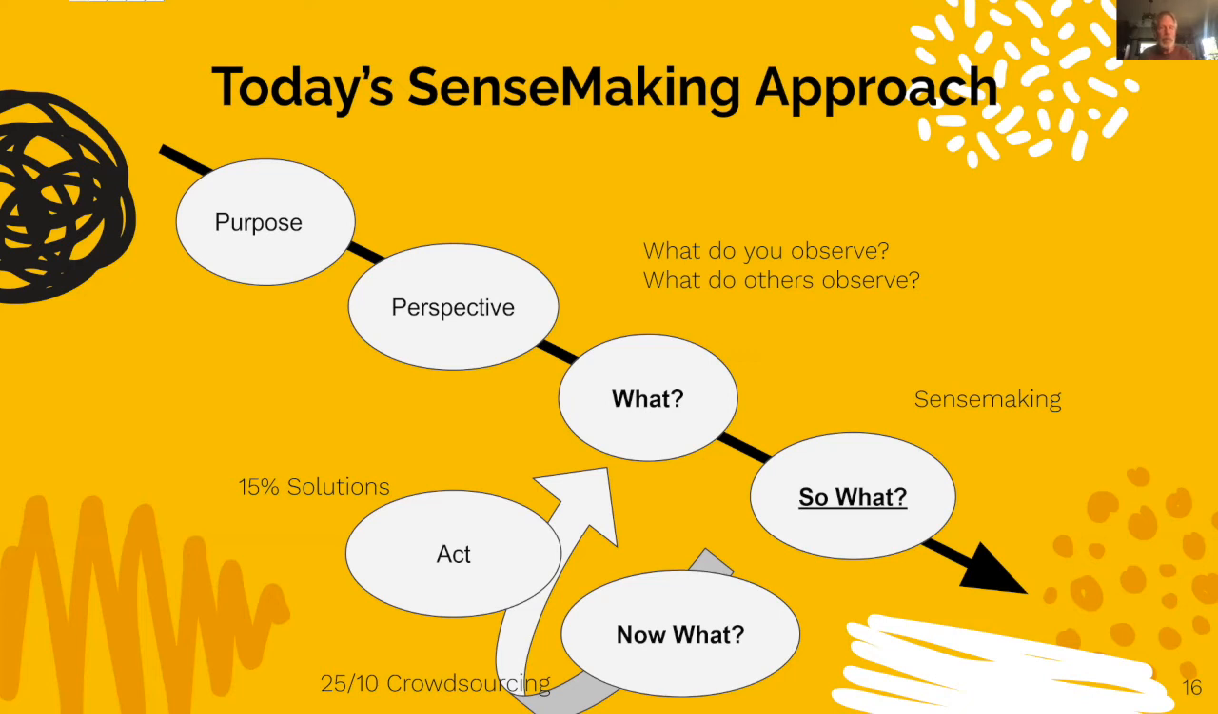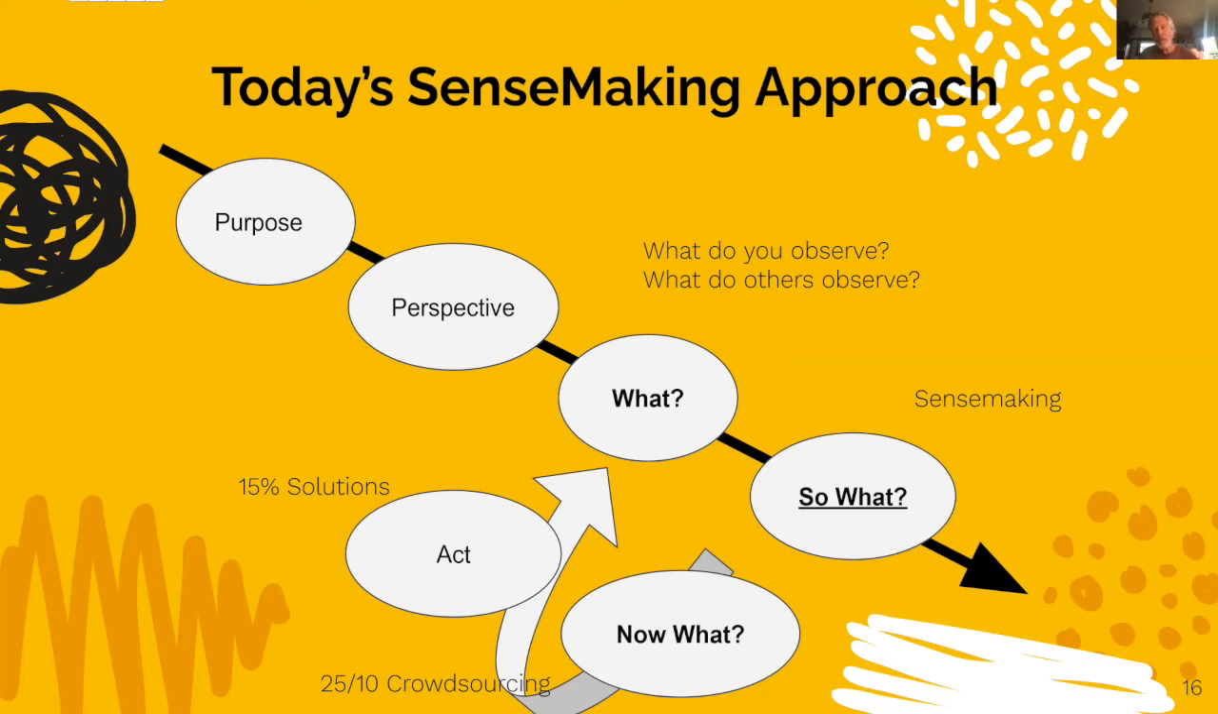I've got down 25/10 Crowdsourcing there. That might be a place where you use that liberating structure to sort through ideas of the 40 people that are making sense of a particular map, to figure out what you would do next to achieve your purpose, if in fact you had a common purpose. And then you act, and the 15% Solutions was like, how can you act if you can't do the whole thing? How can you get going?